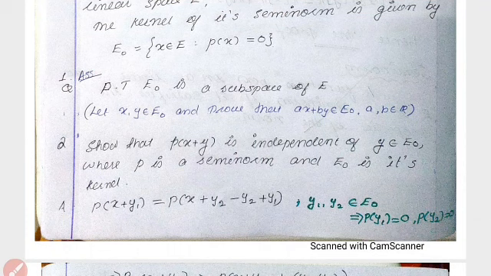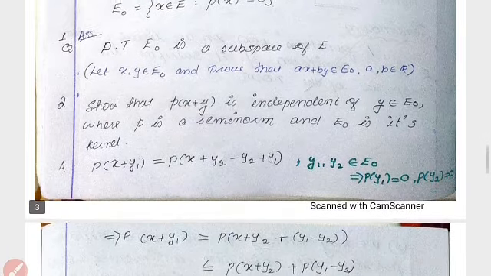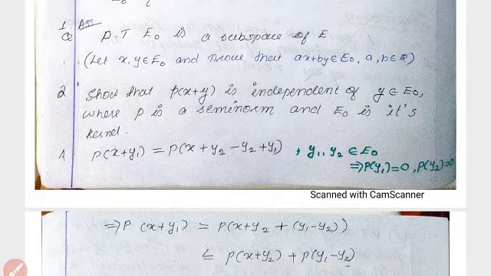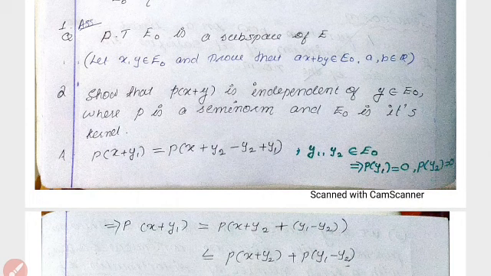That is, it is enough to show that P of ax plus by belongs to E naught. Now, this is a second problem. That is, we have to prove that P of x plus y is independent of small y belongs to capital E naught, where small p is a semi-norm and E naught its kernel.